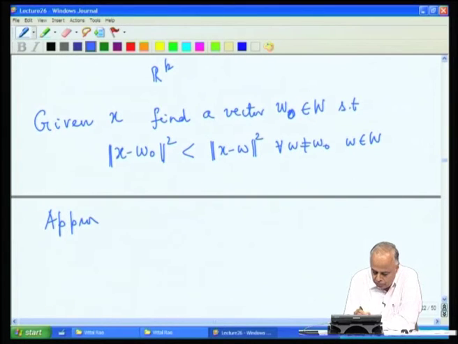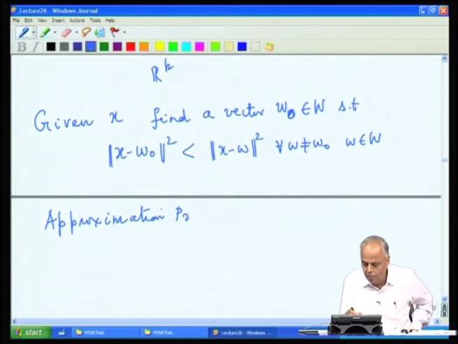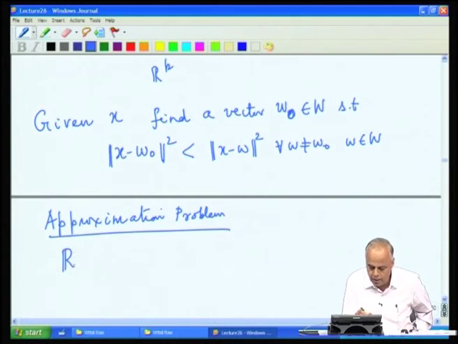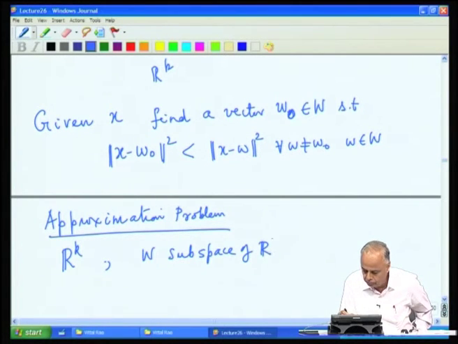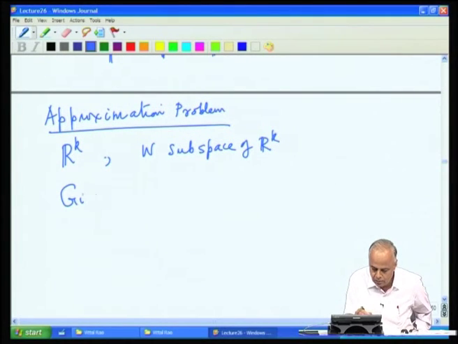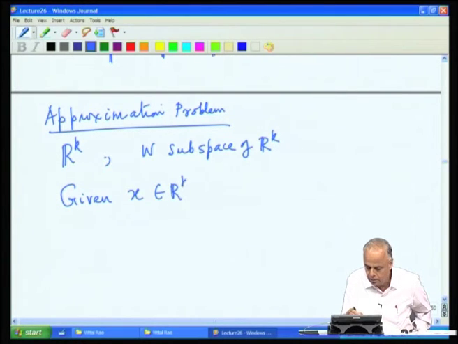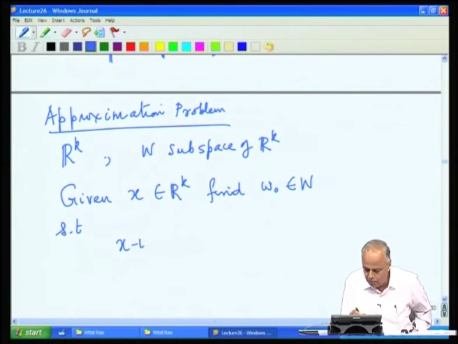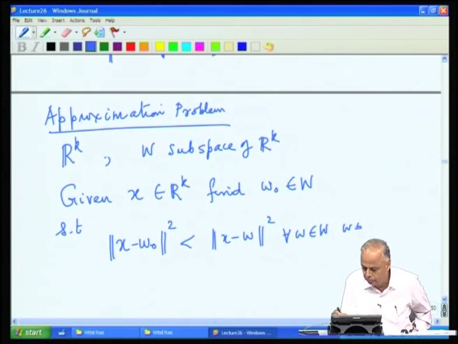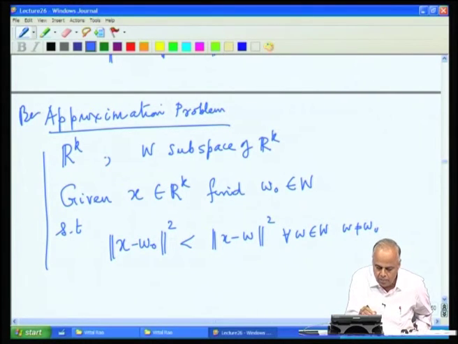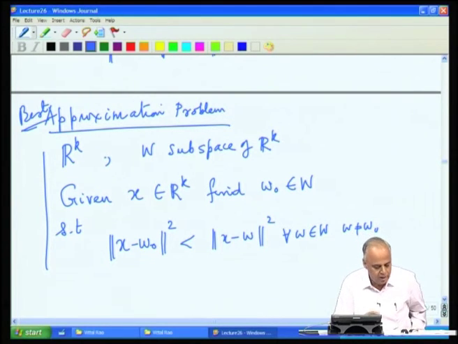The approximation problem is the following: given R^k, and W a subspace of R^k, then given x in R^k, find W naught in W such that if we take W naught as the approximation for x, the length of the error squared is less than the error for any other vector in W. We will call it the best approximation problem, because any other vector can do only a worse job, because the error will be more. Here we are trying to minimize the error.